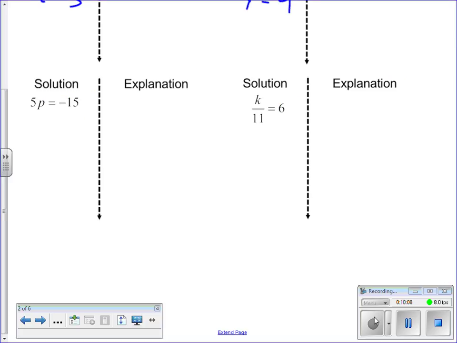Okay, next one. What's being done here? What is 5p? 5 is being multiplied by p. Yeah. When we slap two things together that are different like that, it's multiplication. If I have a variable and a number slapped together, it's multiplication. There are people that forget that, but yeah, it's multiplication. What's the opposite of multiplication? Division. So we're going to divide both sides by 5.